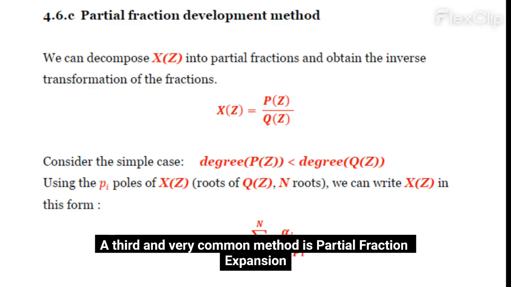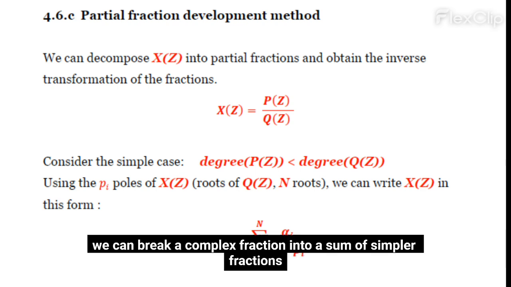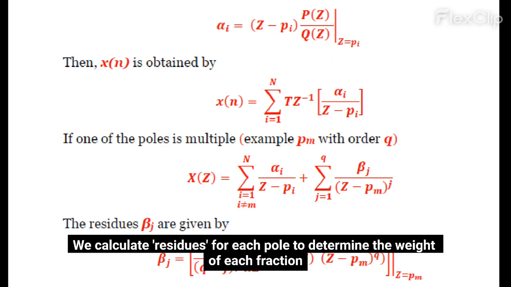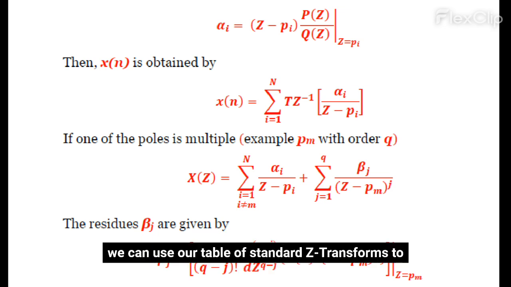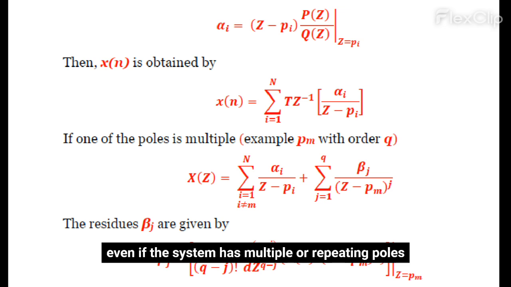A third and very common method is partial fraction expansion. If the degree of the numerator is less than the denominator, we can break a complex fraction into a sum of simpler fractions, each corresponding to one of the system's poles. We calculate residues for each pole to determine the weight of each fraction. Once decomposed, we can use our table of standard Z-transforms to easily find the time domain equivalent for each simple piece, even if the system has multiple or repeating poles.